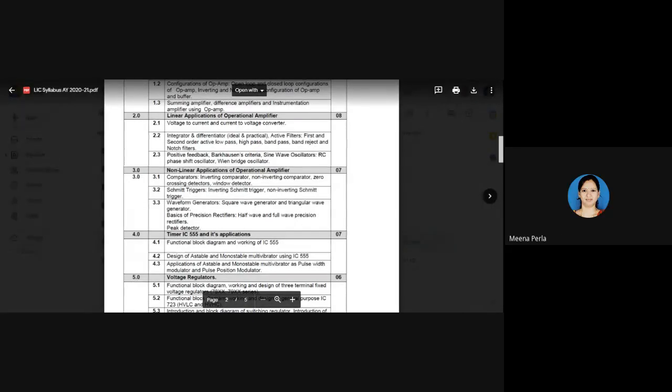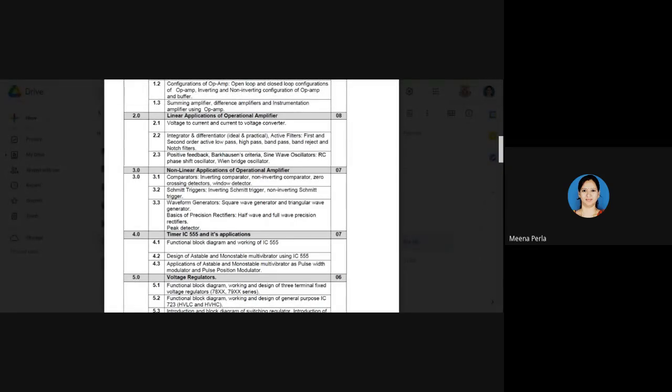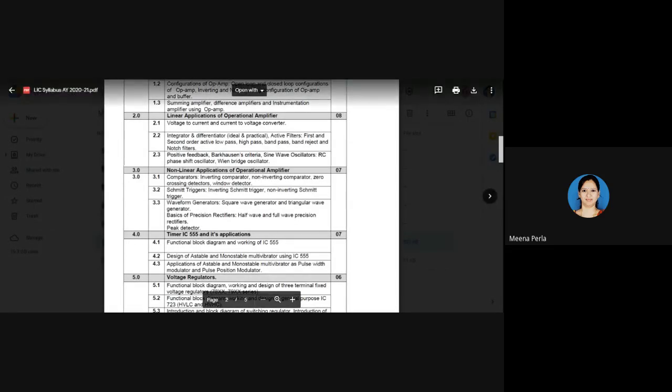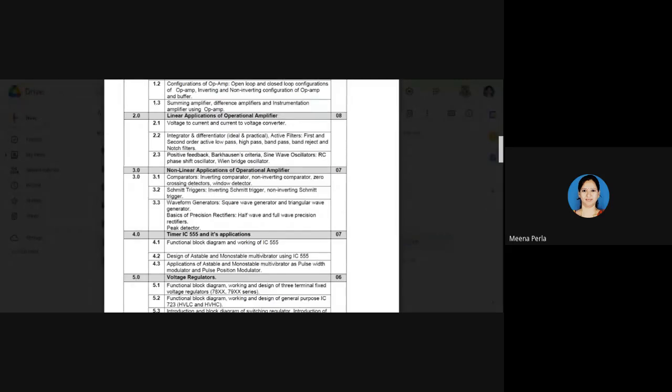Okay, so we are going to start with this third module, 3.1, the op-amp as a comparator. So we are going to study the inverting comparator and the non-inverting comparator. This is based on the input terminal where we are going to apply an input. Then we are going to see the zero crossing detector and the window detector as part of the comparator.